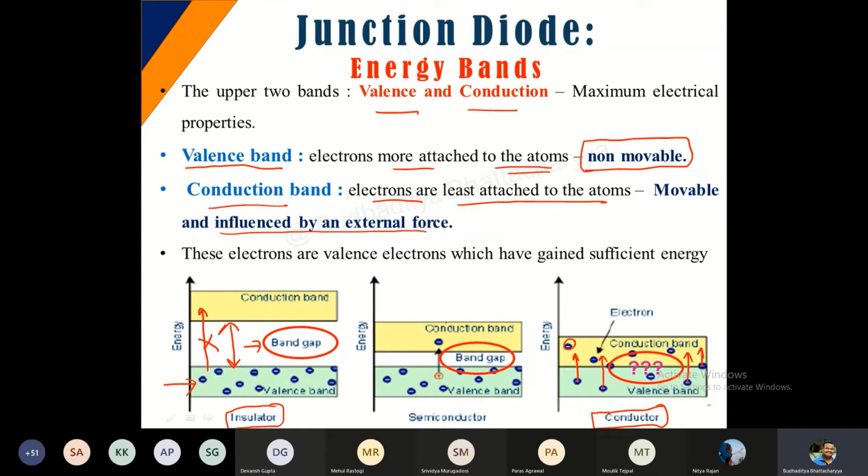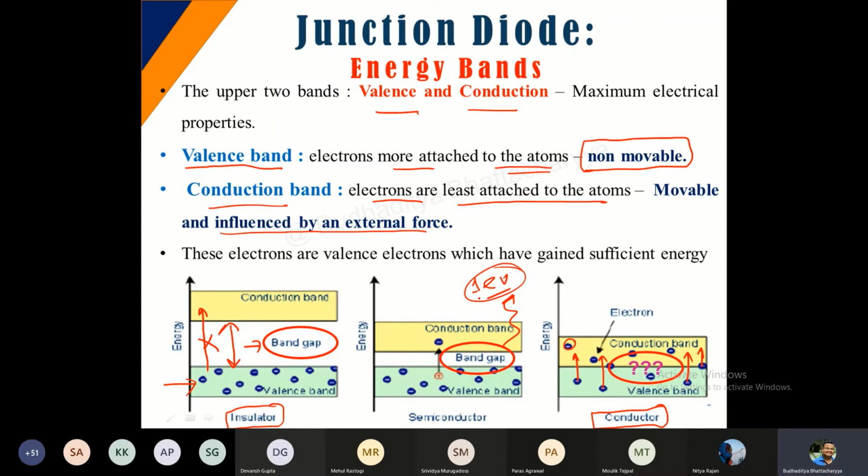Now coming to the semiconductor, which is the part of our study, it is somewhere in between these two. You can observe that the overlapping scenario between the valence and the conduction band is not available, but there is a band gap present. But this band gap is usually like 1 eV or something like that, a very small band gap. So this band gap can be overcome quite easily using an external power supply.